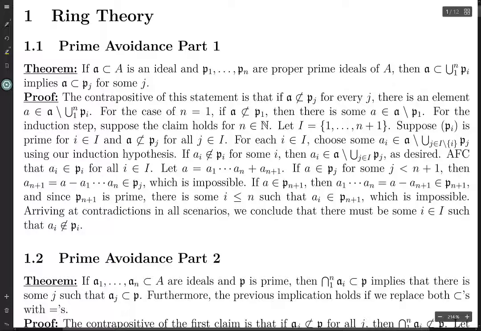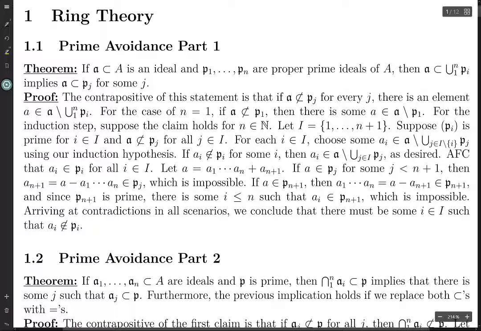So we start with prime avoidance, and we have two types of prime avoidance. In one of them, you suppose that you have an ideal contained in a union of prime ideals, and in the other scenario, you have an intersection of ideals contained in a prime ideal. So let's do the first one. If you have an ideal which is contained in a union of prime ideals, then that ideal must be contained in one particular prime ideal, one of the prime ideals that was part of the union.